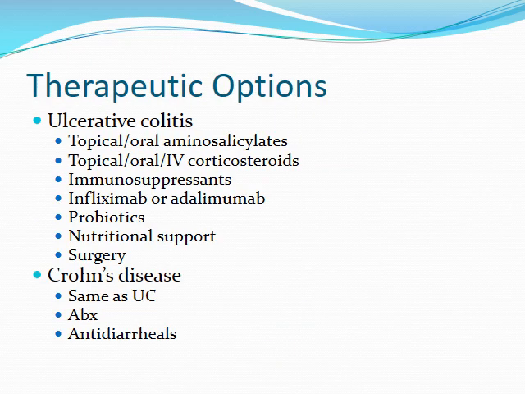So, looking at therapeutic options, basically there are a couple of different things we can use for ulcerative colitis. We'll see here that topical or oral immunosalicylates will be useful. We'll have topical, oral, and IV corticosteroids. We also have immunosuppressants. There are a few monoclonal antibodies that can be used here. And then things like probiotics, nutritional support, and finally surgery may be a last-ditch effort for some patients.